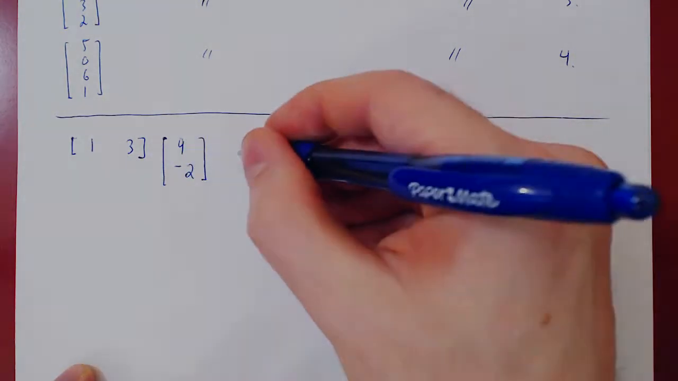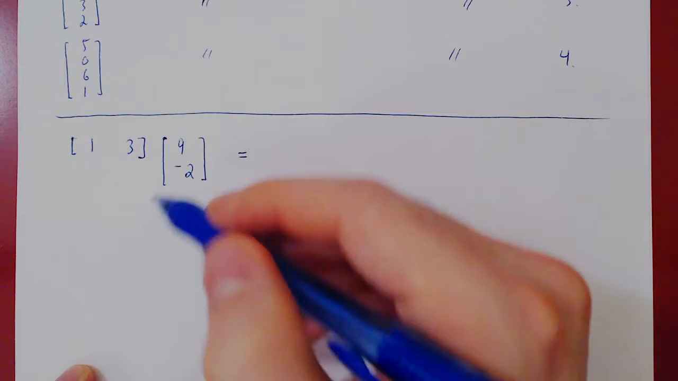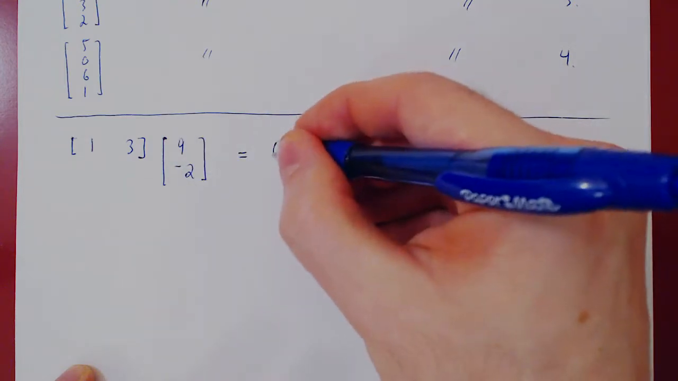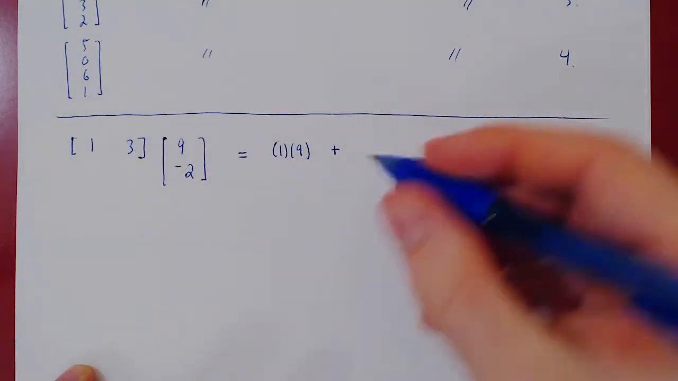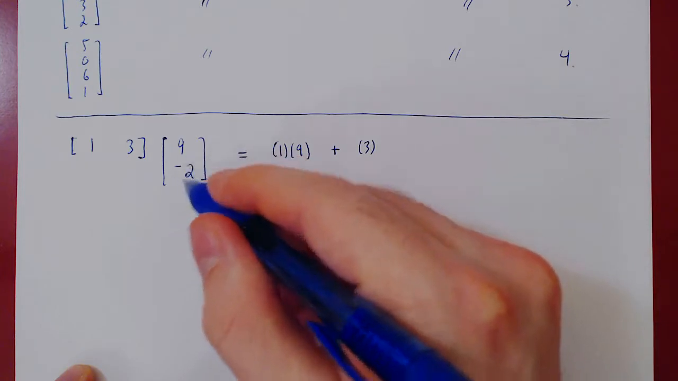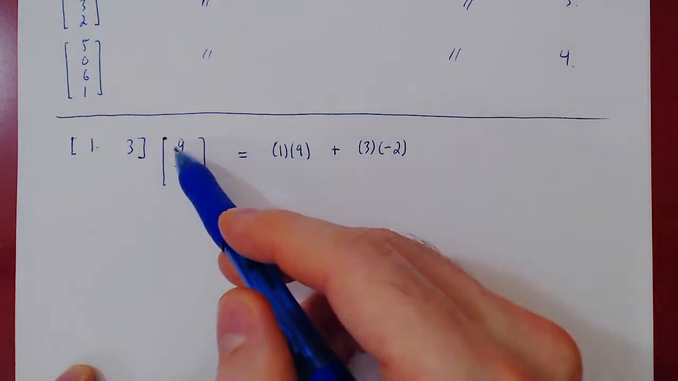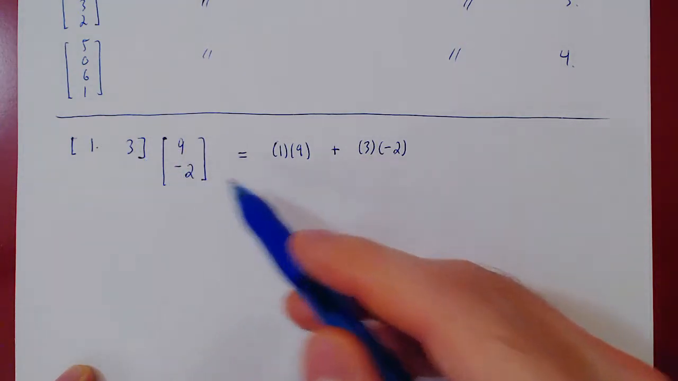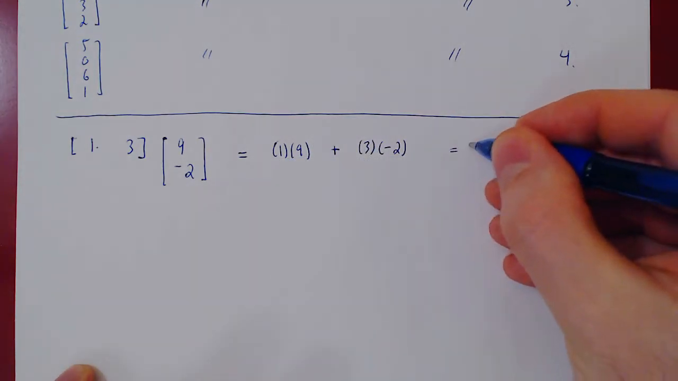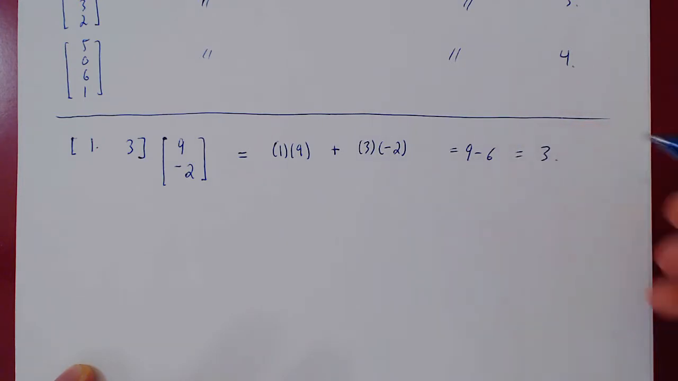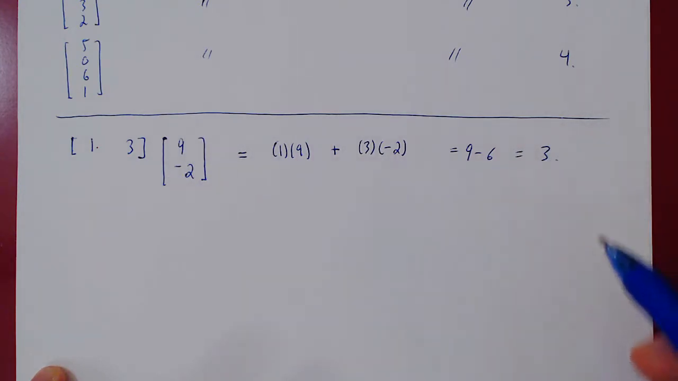And the way it's done is we multiply corresponding entries, so the first entry of our row matrix times the first entry of our column matrix, plus the second entry of our row matrix times the second entry of our column matrix. So quite simply, we multiply corresponding entries, so first with first, second with second, and we add them up. So in the end we have 9 minus 6, which gives us positive 3. So the result of this multiplication, this row times this column, equals 3.